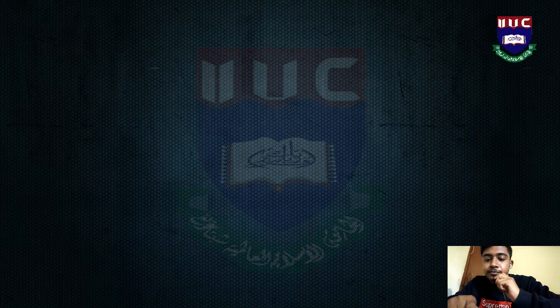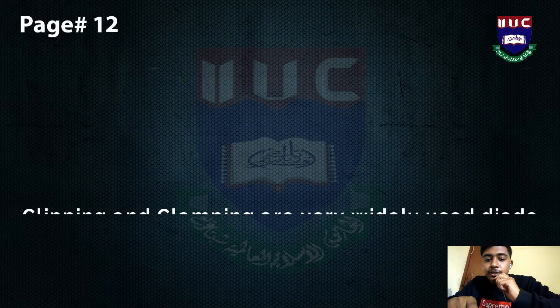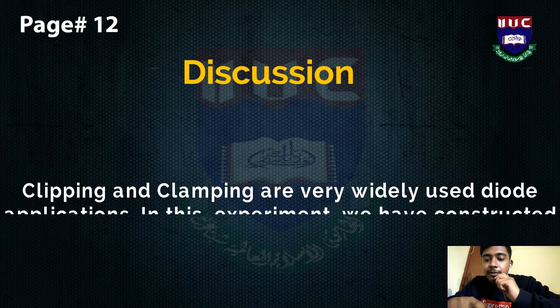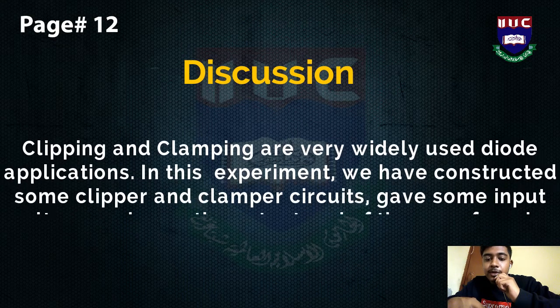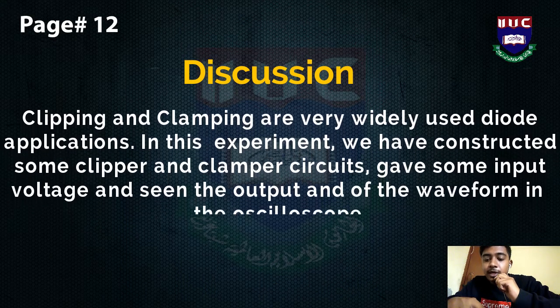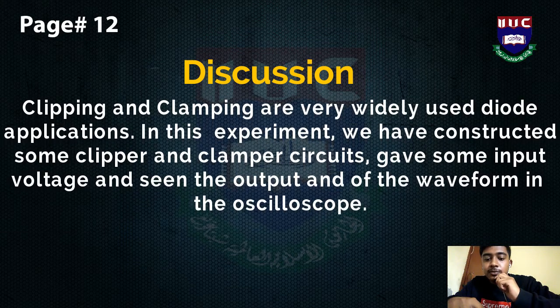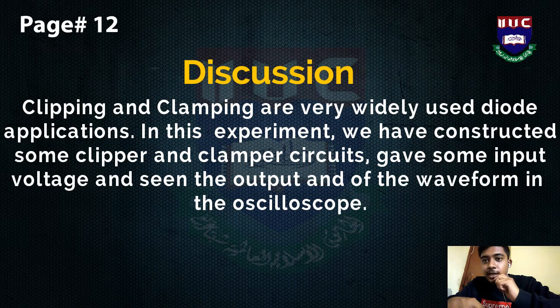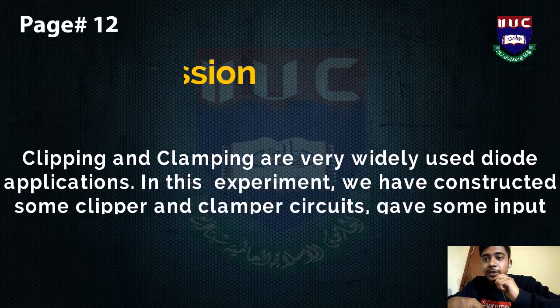Now here is the discussion. Clipping and clamping circuits are very widely used diode applications. In this experiment, we have constructed some clipper and clamper circuits, gave some input voltages and seen the output and the waveform in the oscilloscope. So in this experiment, we have learned so many things about clipper and clamper circuits. This is a very new experience for us.